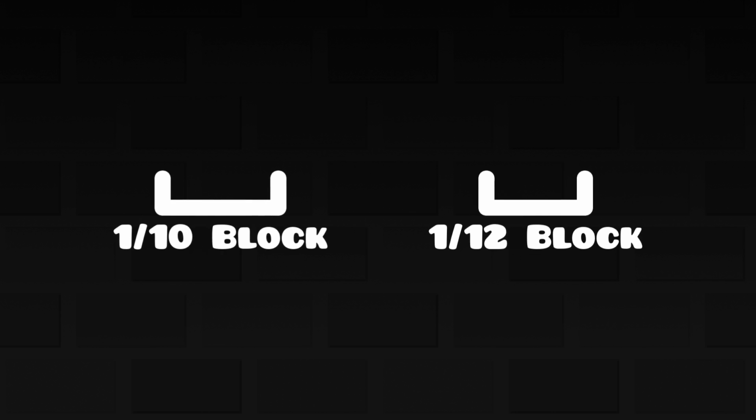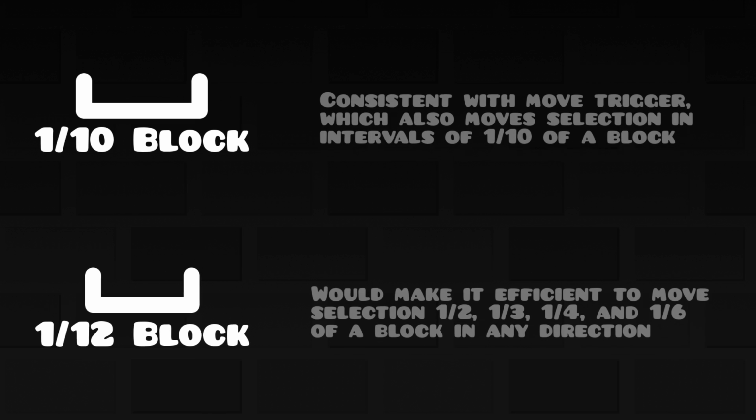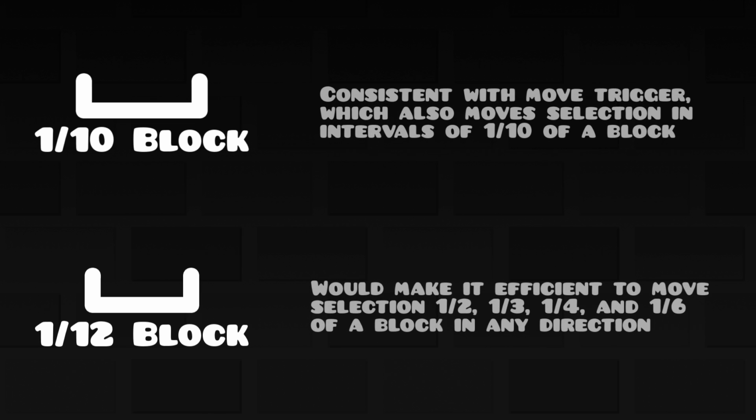I know that having to do this isn't exactly the end of the world, but I think we can agree that it isn't the best system of doing things. In my opinion, it would make much more sense if these buttons moved a selection either 1/10 or 1/12 of a block in their specified direction. Either one of these would have an advantage, so I'd be fine with either.